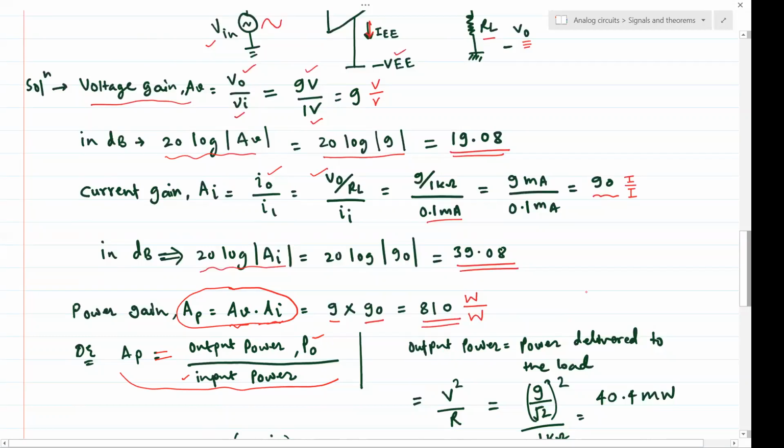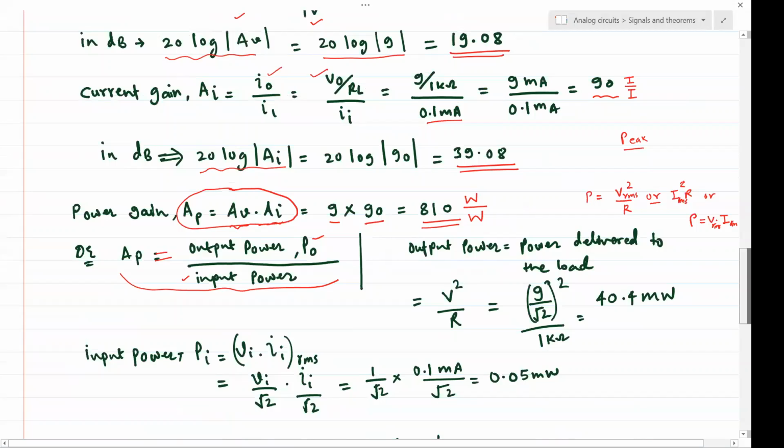For output power, we know that P is equal to V square divided by R, or we can use I square into R, or we can use P equals V into I. One has to remember that the values given in the examples are peak values. So when we calculate the power, we have to take the RMS values of the voltages and the currents.